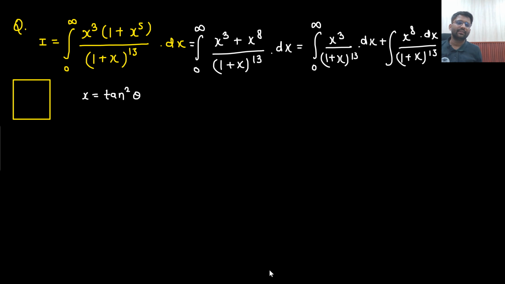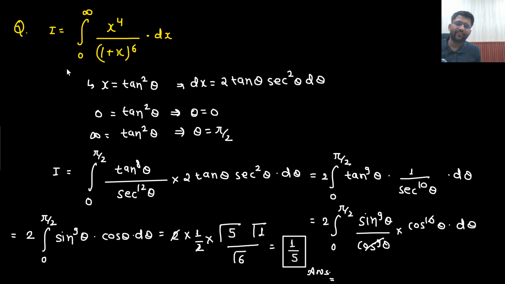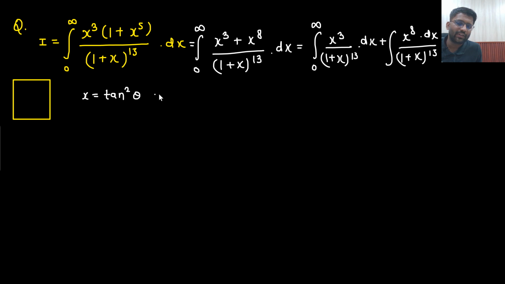That's it. Nothing else. Where would the limit go? Same thing we have seen. Limit would go from 0 to pi by 2. I don't need to write it down again. If x is 0, then theta is 0. If x is infinity, theta is pi by 2. So the limit is the same. The dx value is also the same. What is the dx value? That is 2 tan theta sec square theta. Right? Everything is the same. So let's get started.